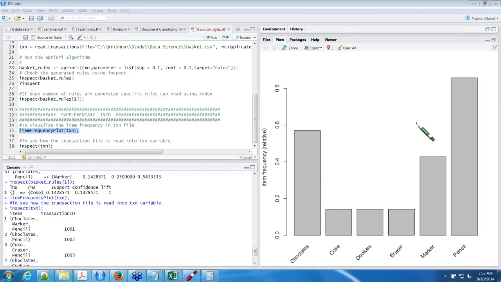No, not a combination. Can we say 20% is a combination of chocolate and Coke? No. It is only each product, how many times it is present in the transaction. That's all. It is not a combination. It is only a frequency plot for transaction data, not for the basket rules. So only a frequency plot. So the number of transactions divided by the total number of transactions.